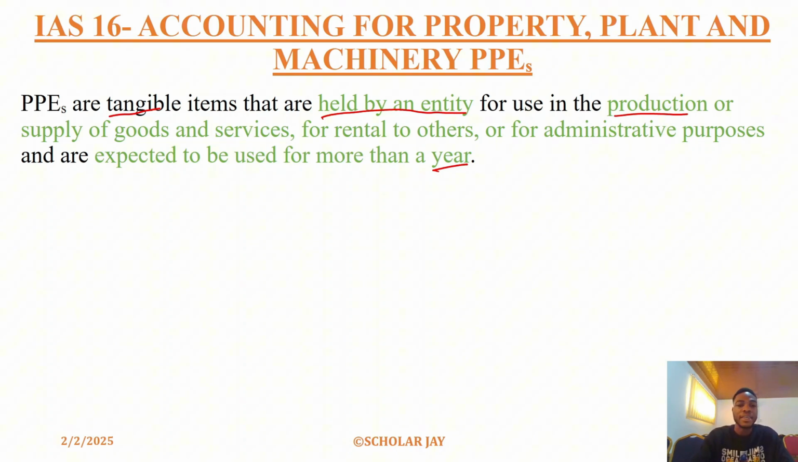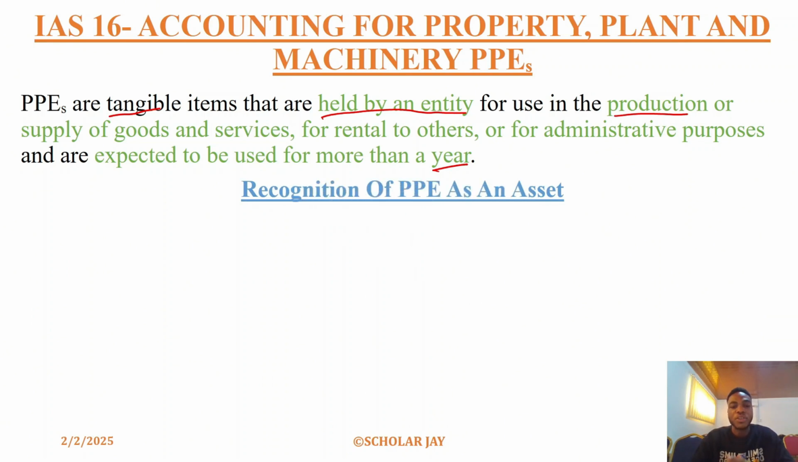And there is this key thing here. The key thing you are supposed to focus on is that they are expected to be used for more than 1 year. So if the assets cannot be used for more than 1 year, you cannot classify it as PPE. Are you with me? So that is the most important thing. All these things go with the fact that they are expected to be used for more than one accounting year. So that is the definition. And I hope it is clear.